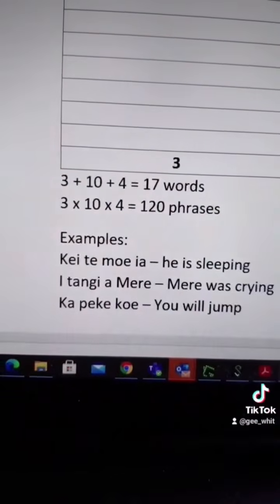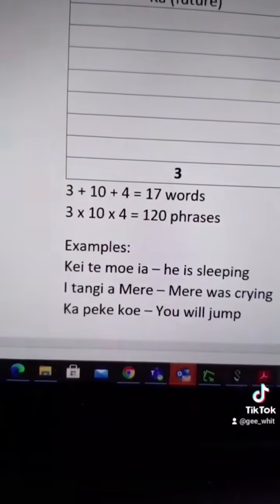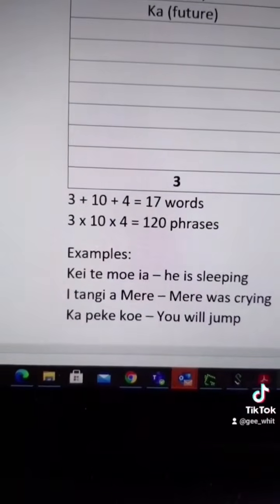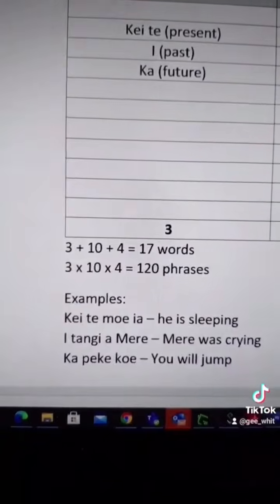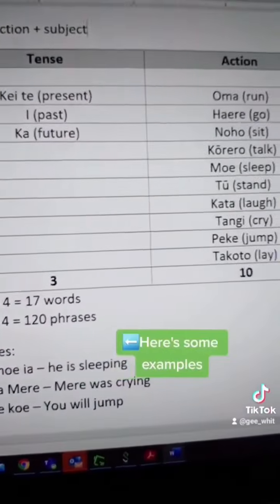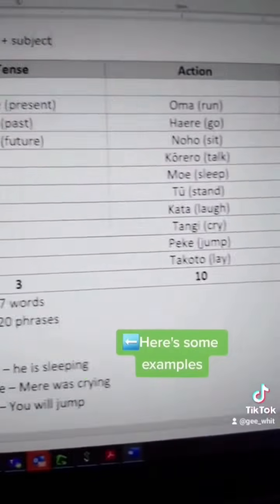And you can see here that's a total of 17 words, but when we multiply these out, and this is where the power of this whole formula is, when we multiply them out, we can see that we can come up with 120 different phrases. That's 120 different combinations that we can make between all of these kupu.